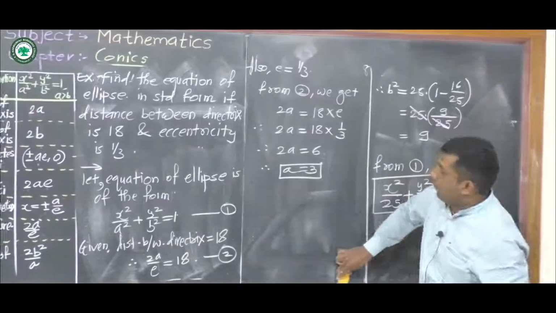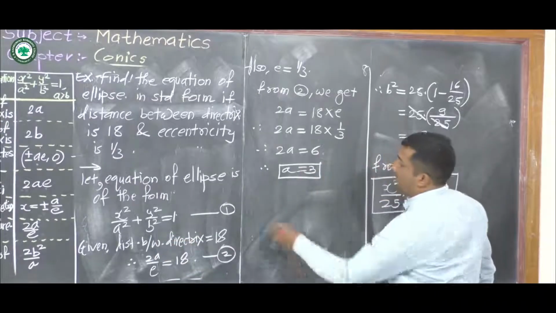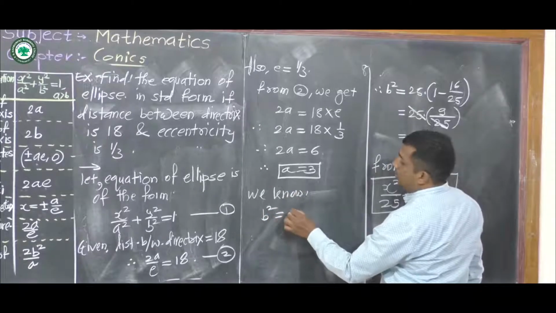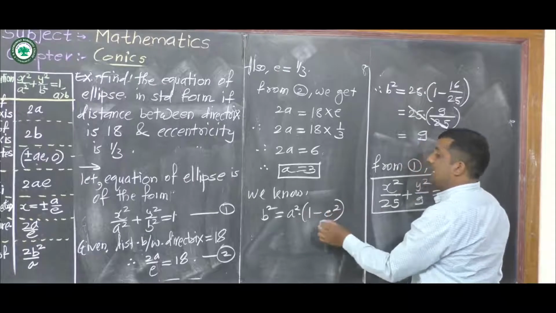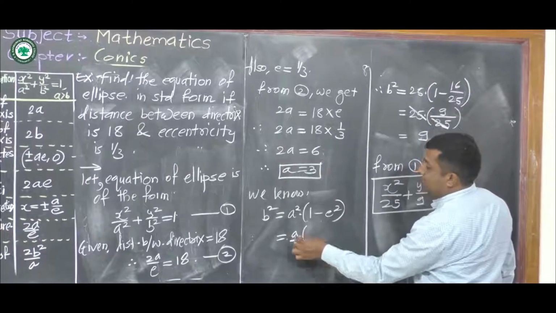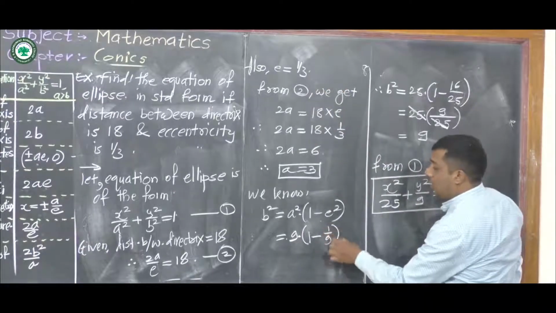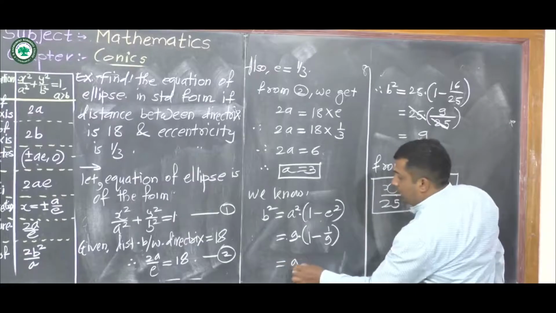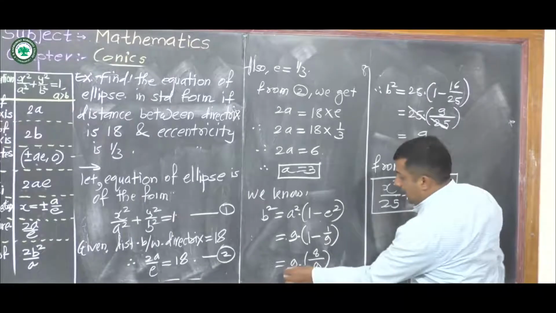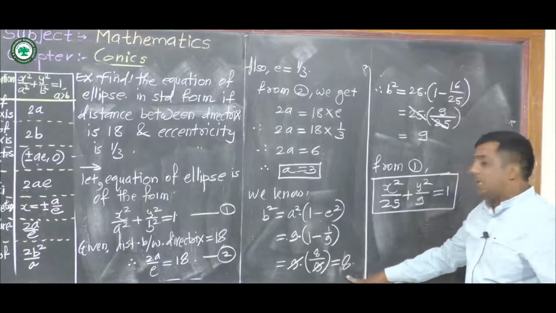Now we have to find b square. To find b square we know b square is equal to a square into 1 minus e square. Since a is 3, a square is 9, into 1 minus 1 upon 3 square. 1 upon 3 square is 1 upon 9. This is equal to 9 into bracket 1 minus 1 by 9, which is 8 by 9. Here 9 and 9 cancel, only 8 remains. That is, b square is equal to 8.